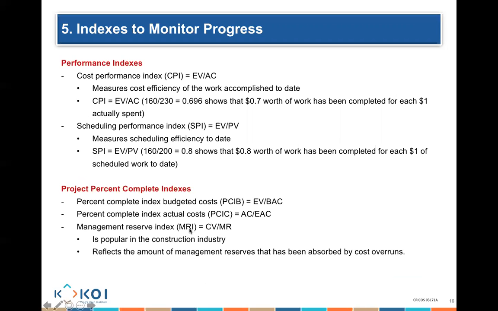Management reserve index is cost variance divided by management reserve. It's really more about thinking about how much money of the extra reserves has been absorbed by cost overruns. How much of my budget reserve have I actually spent? So if I have a project, I might say I have, let's say, $10,000 worth of reserve. If I'm over budget, I have to use that reserve. So I say, all right, how much out of that reserve have I actually used at that particular point of time?